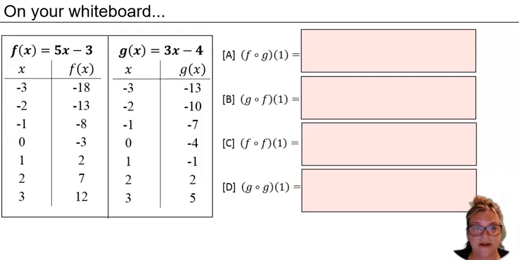Okay, so you're going to pause the video, try these 4 problems on your dry erase board or on scratch paper, and then you can resume the video as soon as you're ready to check.